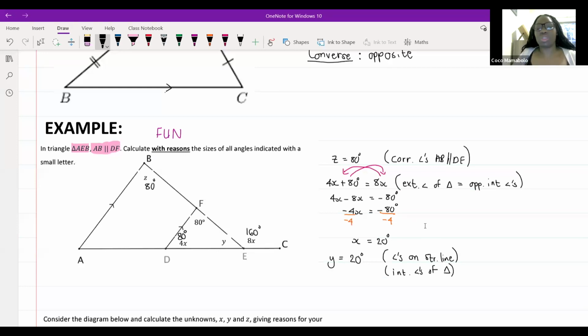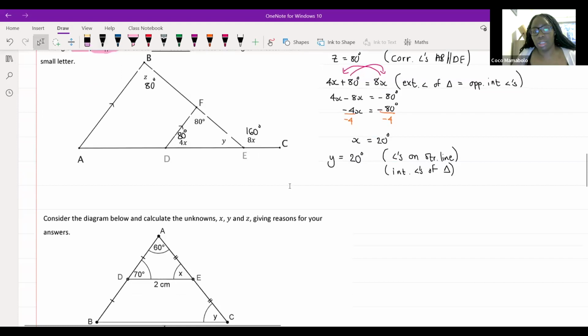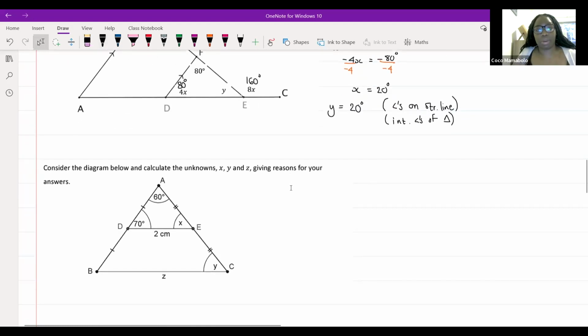All right, so this was more just about fun angles and parallel lines. Let's look at what we've been given in the next one. Okay, this one is a little bit more tricky, right? Because they've given us a lot more information than what we had before. So they say here: consider the diagram below and calculate the unknowns x, y, and z, giving reasons for your answers.